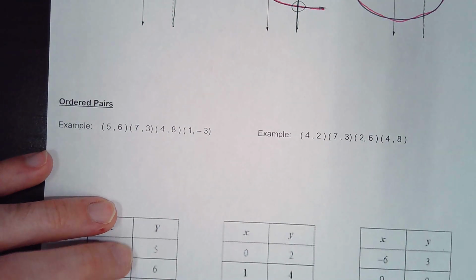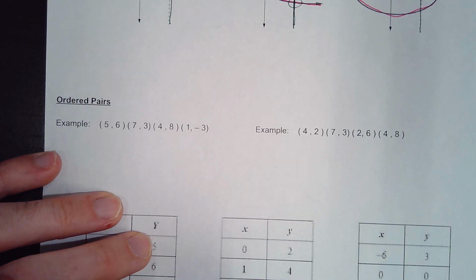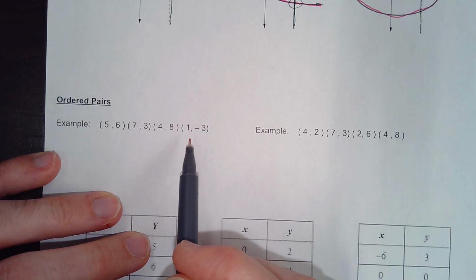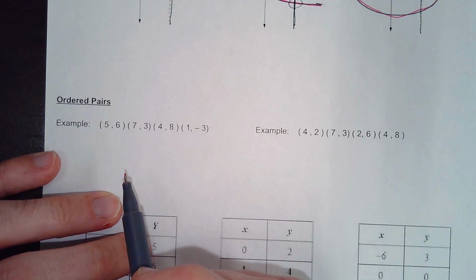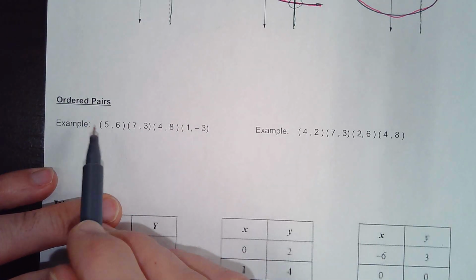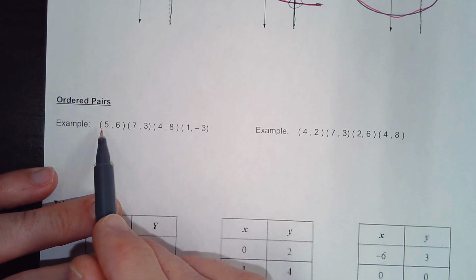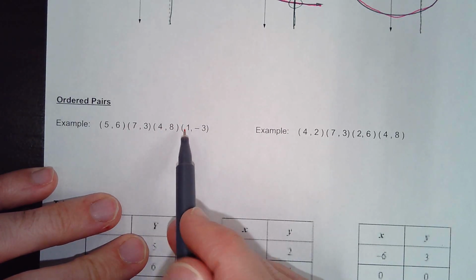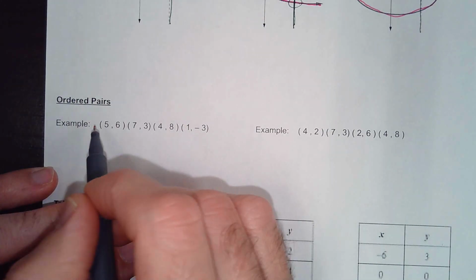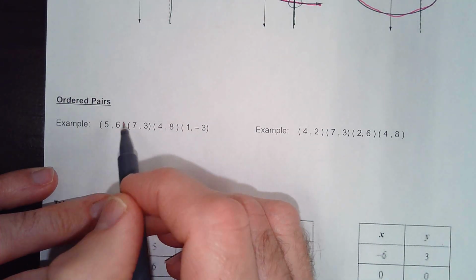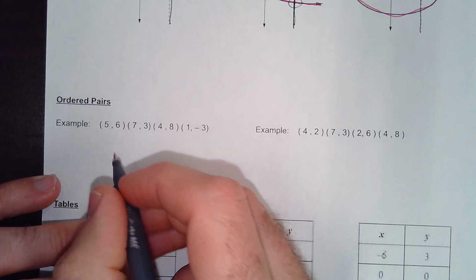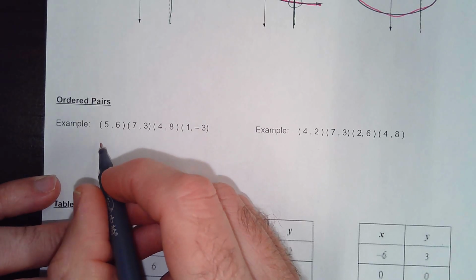Now let's move down to ordered pairs. So we have to look and see, is there anywhere in this set of ordered pairs that has an x value that has more than one y value? So in the ordered pairs, we'd have to have an x value that's repeated. So 5, 7, 4, 1. That's all we care about for now. If the x value is not repeated, then there's not an x value that has more than one y value. So this is a function.